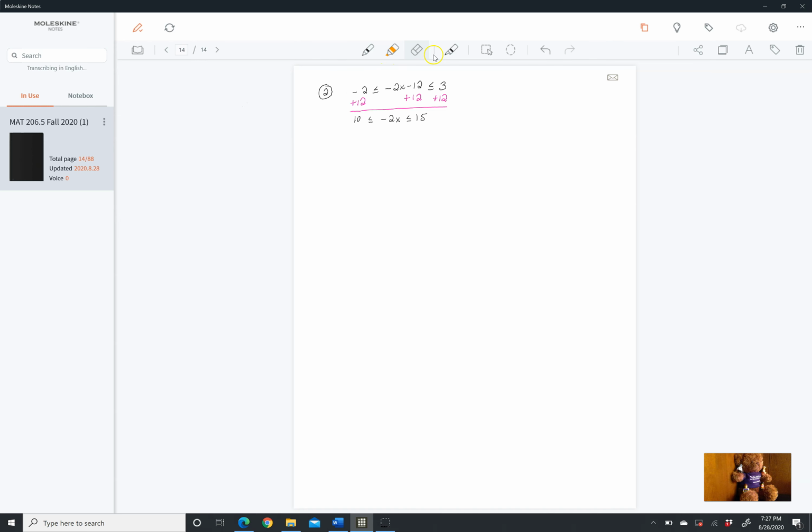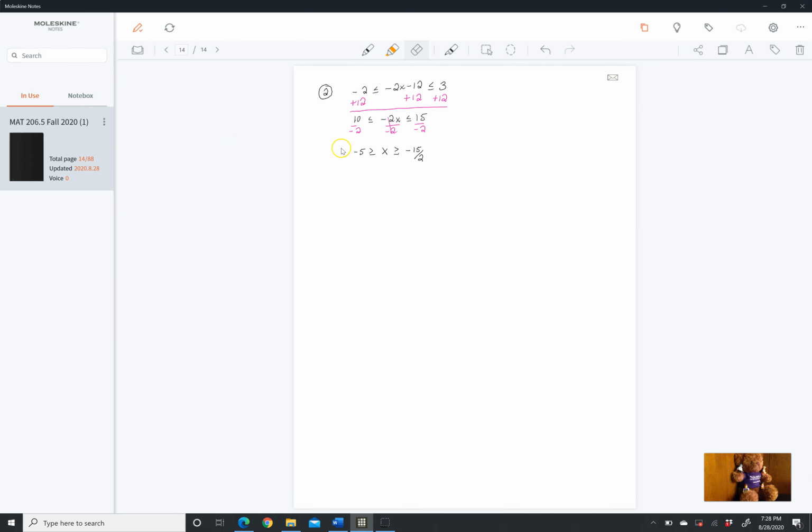And now we just divide everything by a negative 2. And don't forget that we're dividing by a negative. So all of our inequalities flip direction, right? So 10 over negative 2 is negative 5. And instead of a less than, we're going to have a greater than or equal to. And 15 over negative 2 just stays.